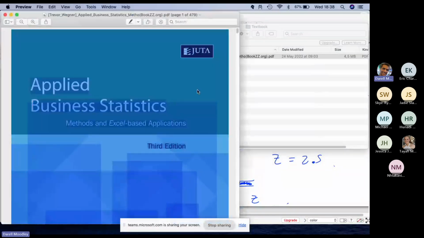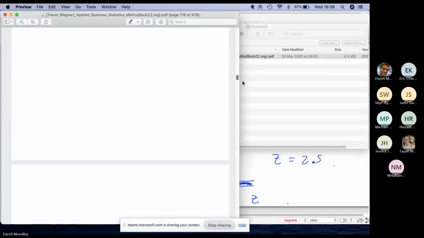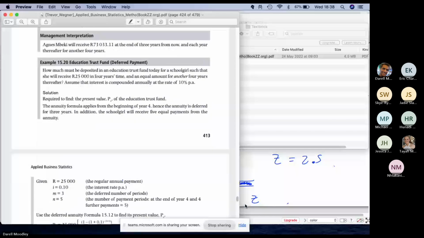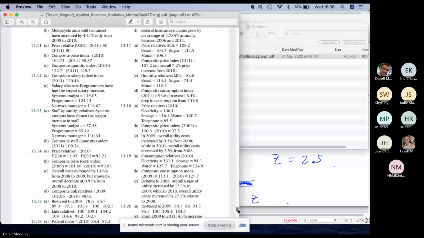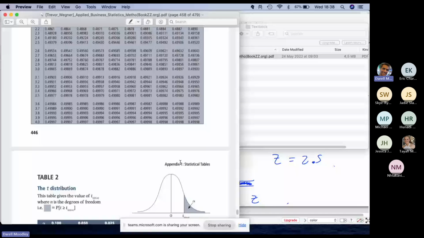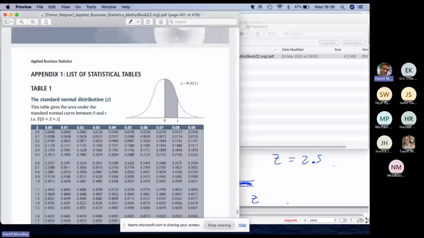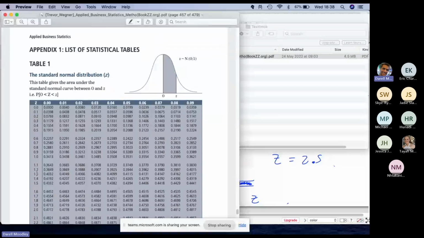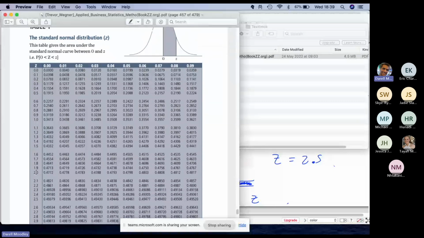So I'm gonna try and get to that page. Okay, so that's a T table, this is the Z table. Remember that this table, if you give it any Z value, which is found in the borders of this table, so if we're looking at 2.5, then 2 is down here, and 2.5, the second decimal is here. So where they intersect, that's the area from 0 to 2.5.